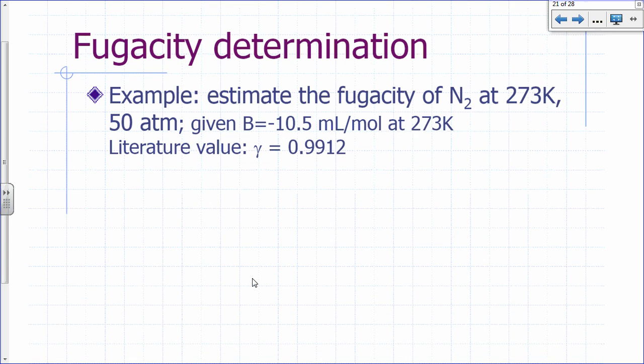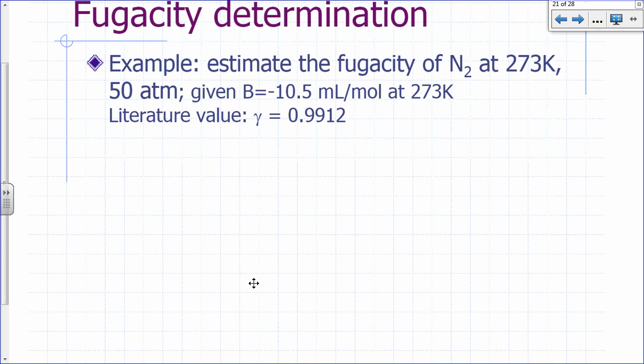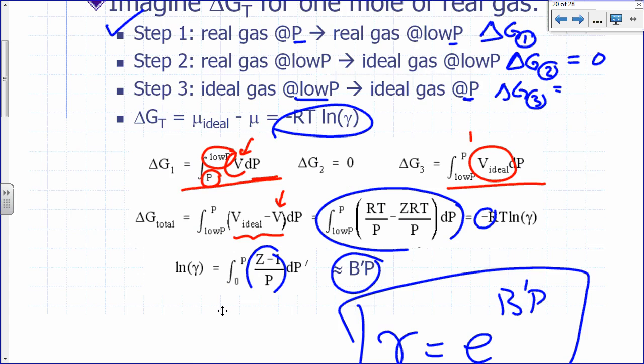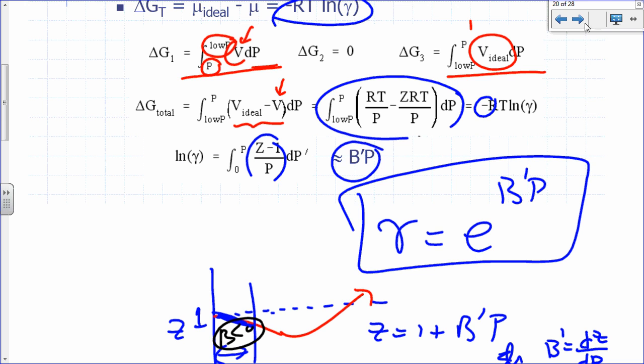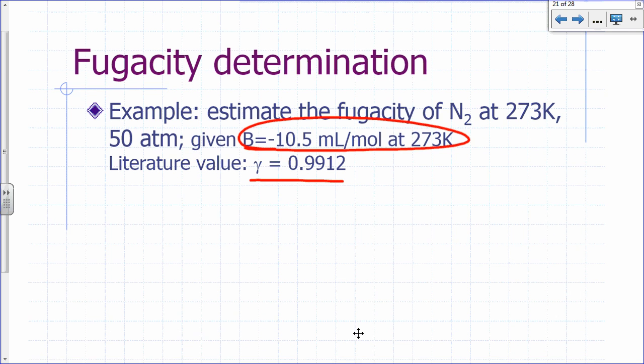So let's apply that. Let's estimate the fugacity of nitrogen at 273 Kelvin at 50 atmosphere, given that the second virial coefficient is negative 10.5 mils per mole at 273. You can look that up. So let's compare that with the literature value, which is 0.9912. So what do we need to do? Go back to our formula. What's the formula we got? Gamma is e to the B prime P. We're just going to make that approximation.